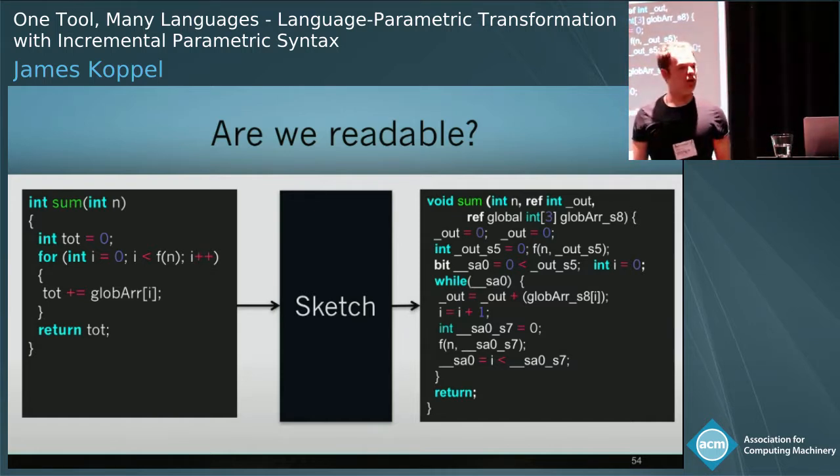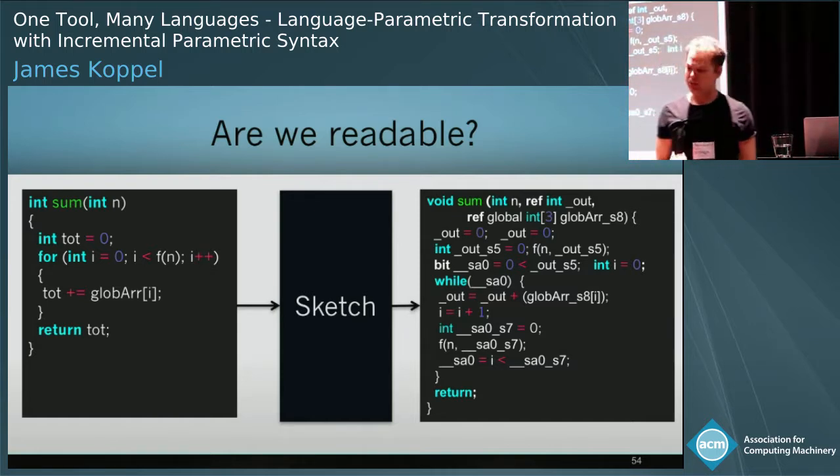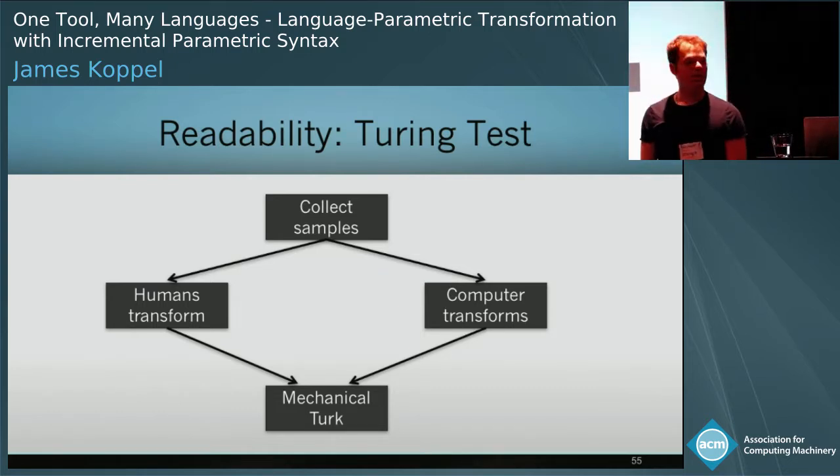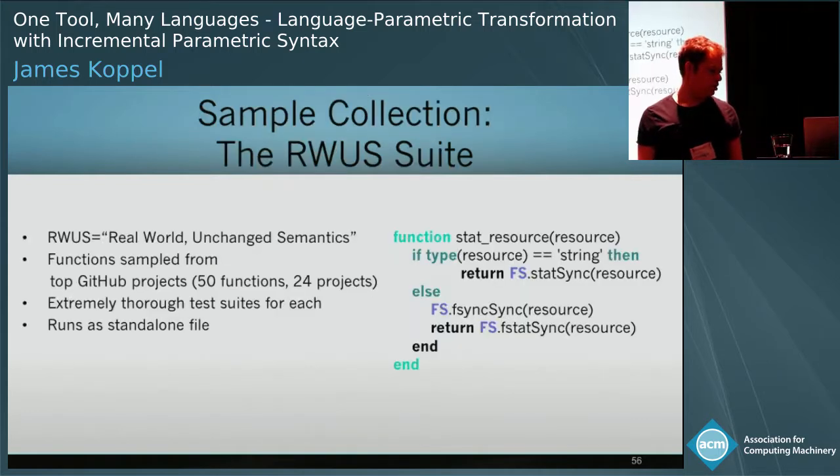Finally, we need to show that unlike the IR approaches, we do not mutilate your program. We produce human-readable code. So bring in the humans. We ran a Turing test. We recruited humans to do the same transformation as my program, and we sent both versions to Mechanical Turk. The Mechanical Turkers rated both.